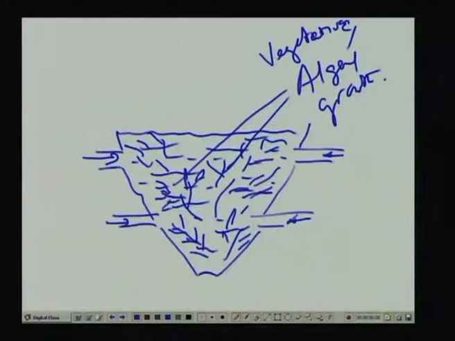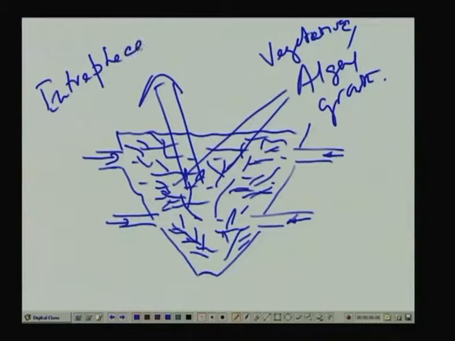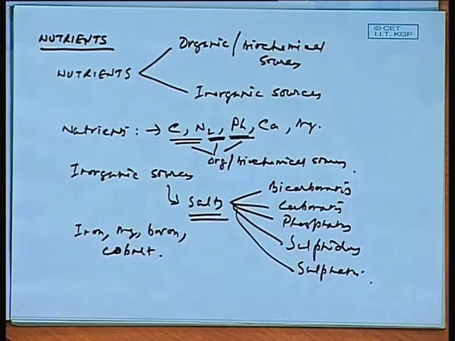And as this takes place, it would finally lead to what we have discussed, eutrophication. This has been a very important aspect of planning for water pollution control.